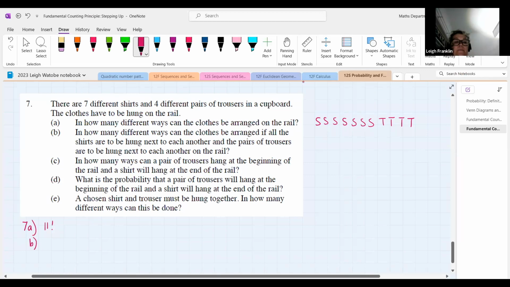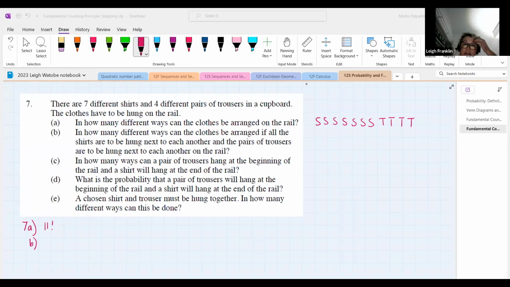Part B. In how many different ways can the clothes be arranged if all the shirts are to be hung next to each other and all the pairs of trousers are to be hung next to each other on the rail? In how many different ways can the clothes be arranged, using factorial notation? Good, Chloe. There's one thing you didn't consider. That's it. Nice.